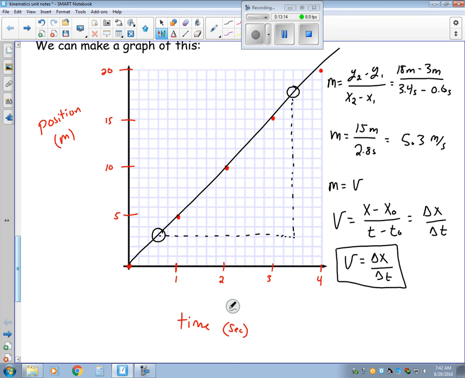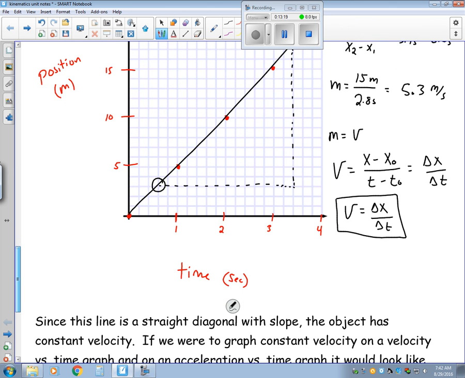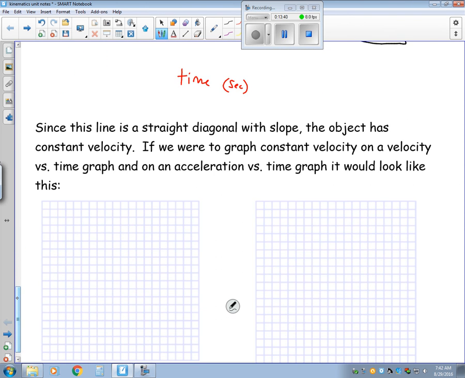Okay, so remember, whenever you see a graph, the 2 questions you need to ask yourself are, what does the slope represent and what does the area represent? So here, slope represents velocity. Area, the units for area would be a meter multiplied by a second. There is nothing. The area is meaningless for this one. So you don't have to worry about the area for a position versus time graph. Now, again, since this line is straight, it's a straight diagonal with slope, the object has a constant velocity.